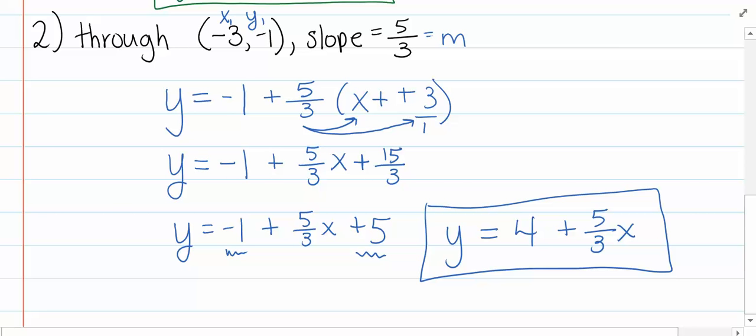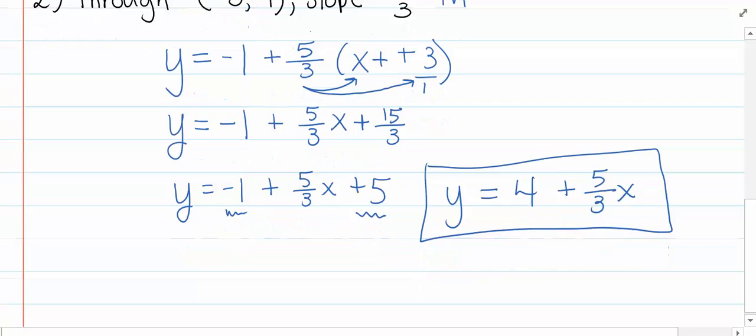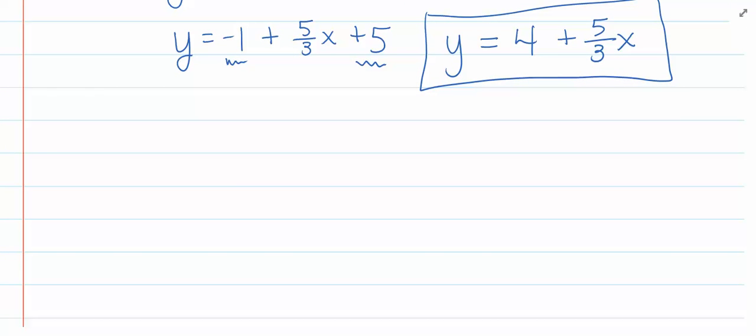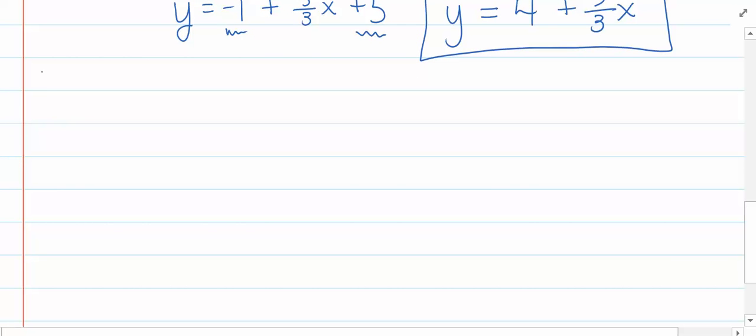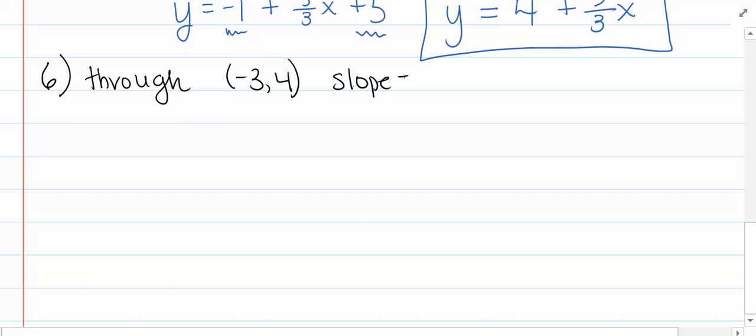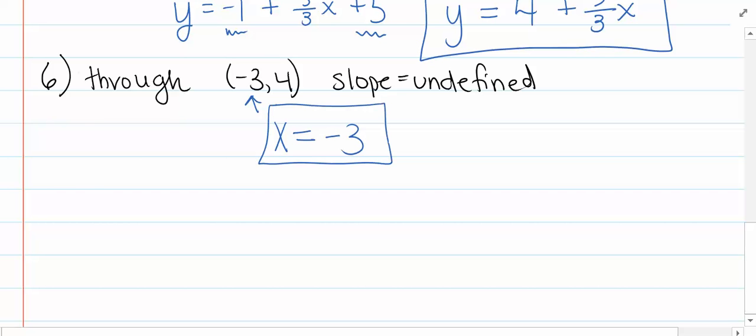You should be okay. The only problem I see you running into difficulty might be number 6. Number 6 says that it is through -3, 4, and your slope is undefined. Now remember, if your slope is undefined, that means it is a vertical line, so it's just going to be x equals something, and your value for x is -3, so it's just going to be x equals -3. This is kind of a little bit of a special case.